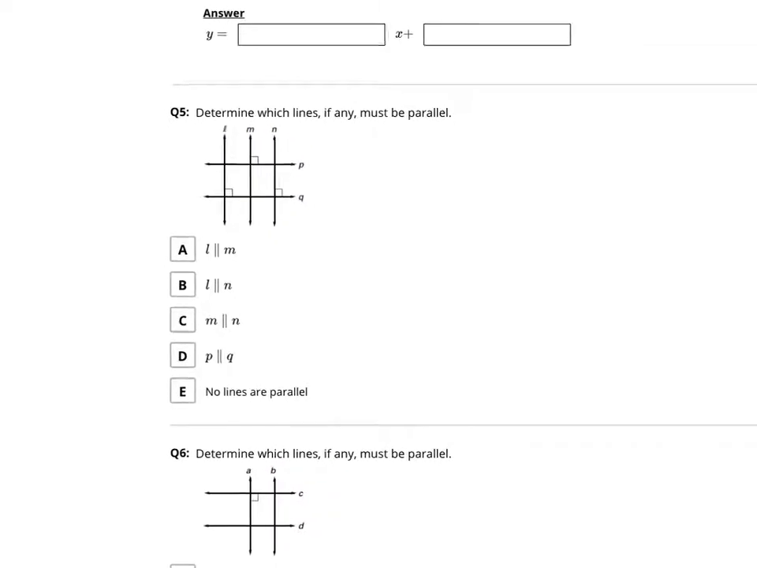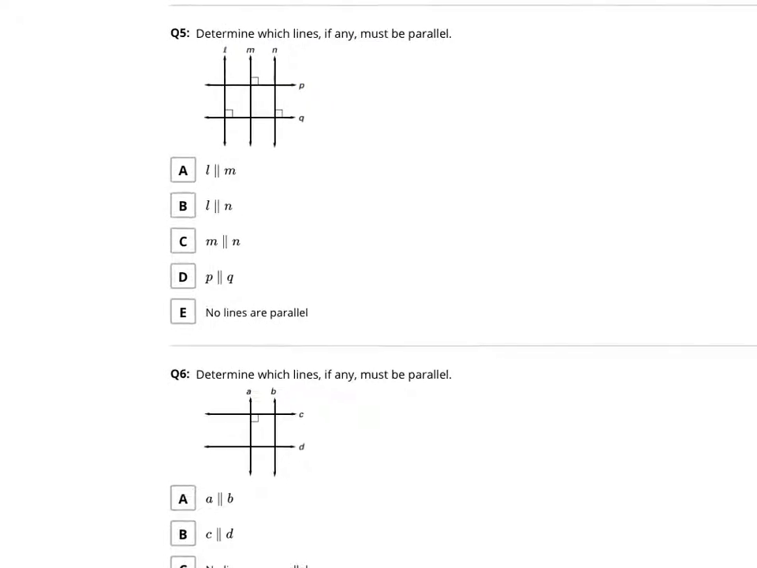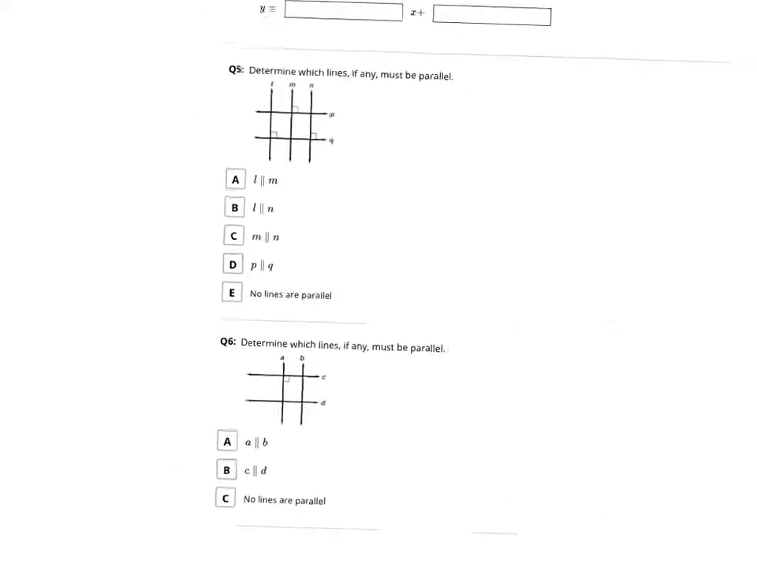So we can see here, number 5 wants to know, determine which lines are parallel, if any. So looking at these right angles especially, who's parallel? Okay, or is it none of them? Okay, if you don't have enough information, then it's none. And the same holds true for number 6, actually.